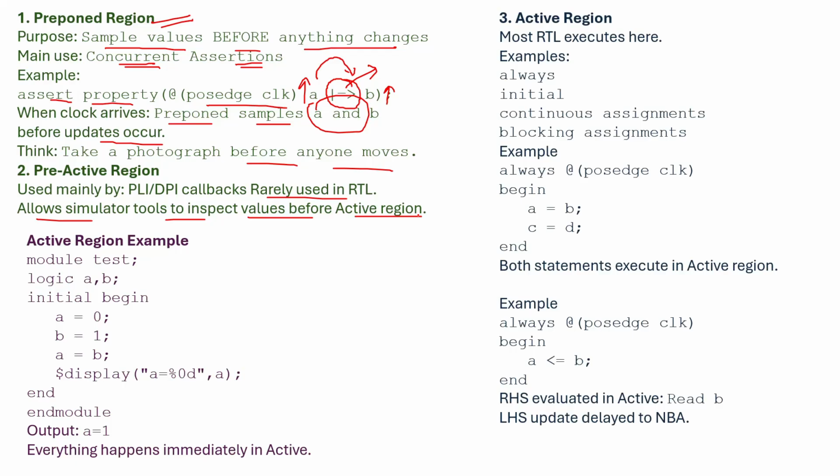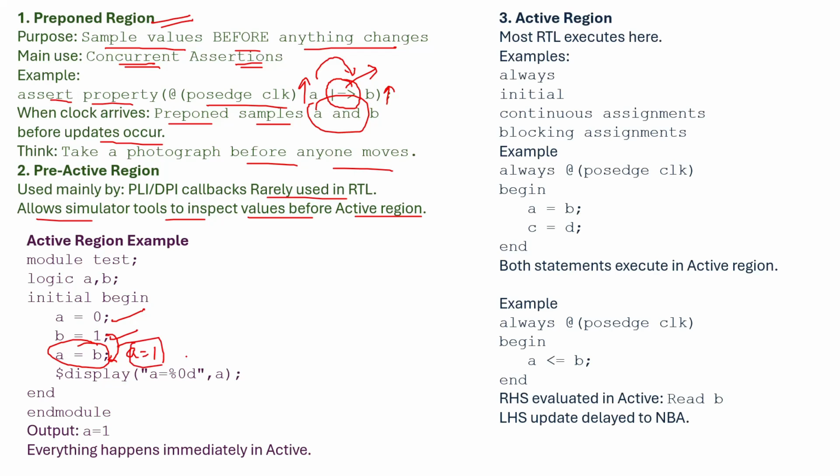Next, the active region. In the active region, all the blocking statements and $display statements, and the RHS of the NBA non-blocking statements, will be evaluated here, and then the update will be done in the NBA region. Remember, most of the time they give snippets like this: A equal to 0, B equal to 1, then A equal to B. Which value will be displayed here? The last updated value is assigned, so B's value is 1, and then A also sees 1.